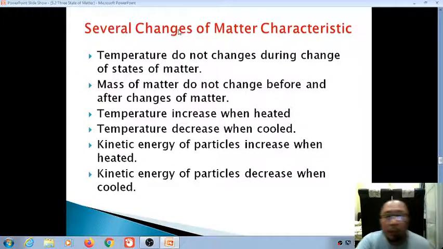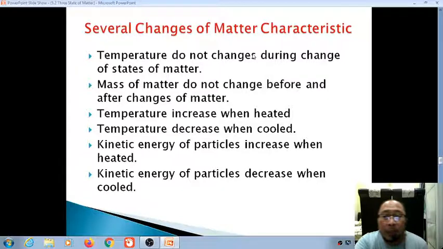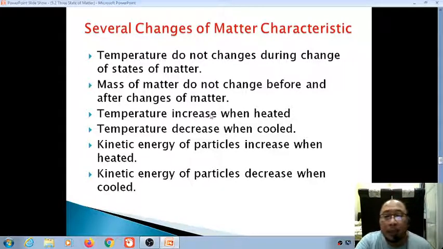Okay, so several characteristics of changes. Temperature does not change during a change of state of matter. Mass of matter does not change before and after a change of state. Temperature increases when heated. Temperature decreases when cooled. Kinetic energy of particles increases when heated. Kinetic energy of particles decreases when cooled.